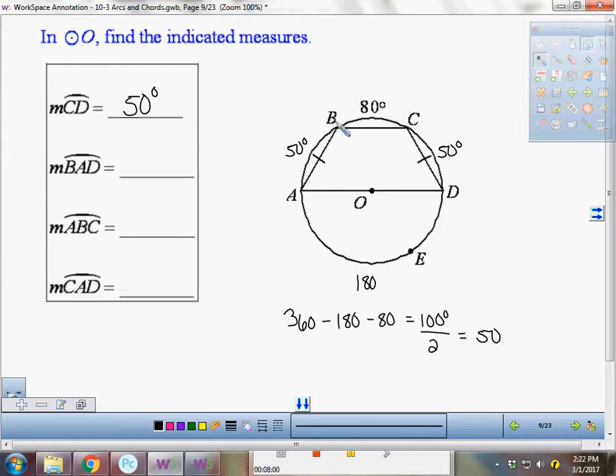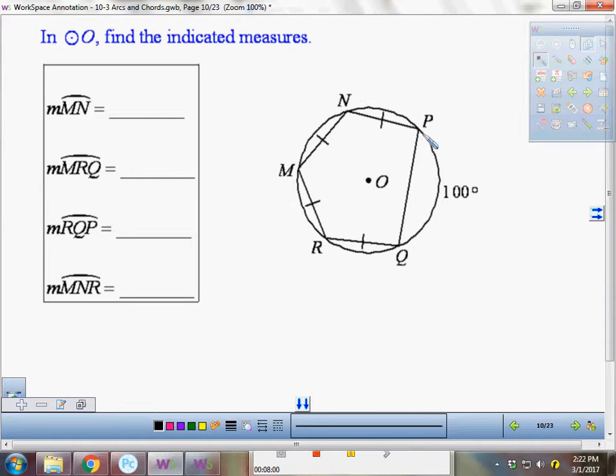All right. BAD, so that would be this whole half, which is 180, plus the 50. That's going to give me 230 degrees. Then I've got ABC, so that would be the 80 and the 50, which would give me 130 degrees. And then CAD, so CAD would cover all of this part right here. So that would give me 310 degrees total.